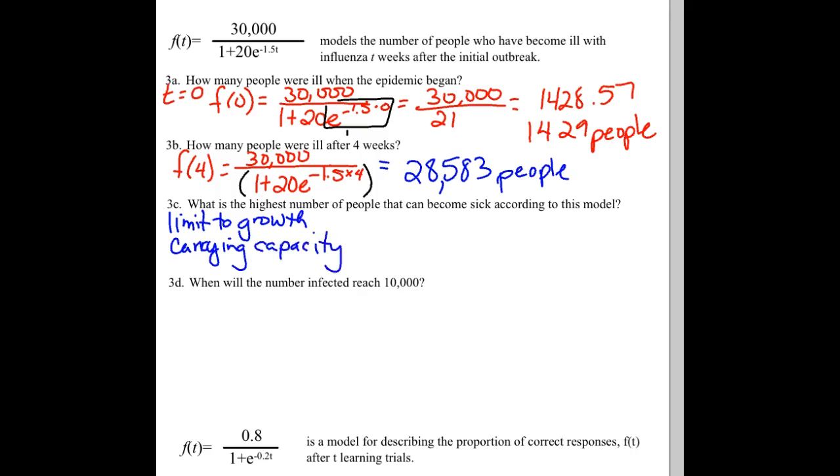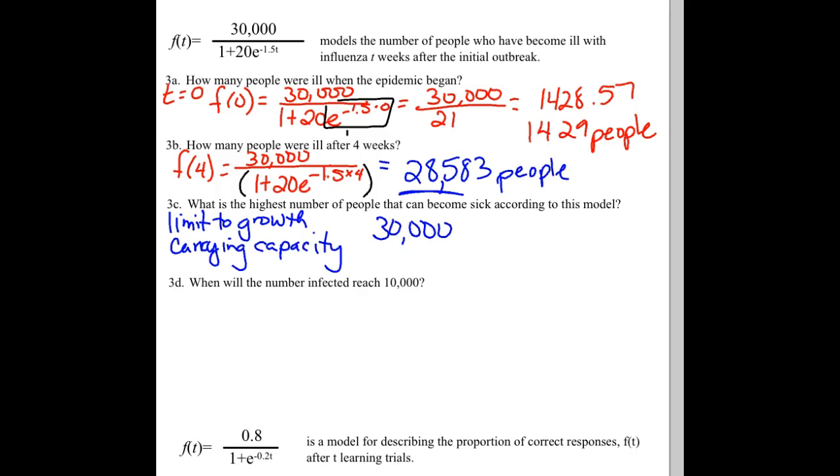Okay, different terms for it. But it's that maximum that we can get to, that top horizontal asymptote on my graph. So based on our equation, what is that? That's the 30,000. It's that C value, the numerator. So we are almost, after 4 weeks, to that maximum. It's grown fast. It started to slow down. Now we're reaching that 30,000 mark.